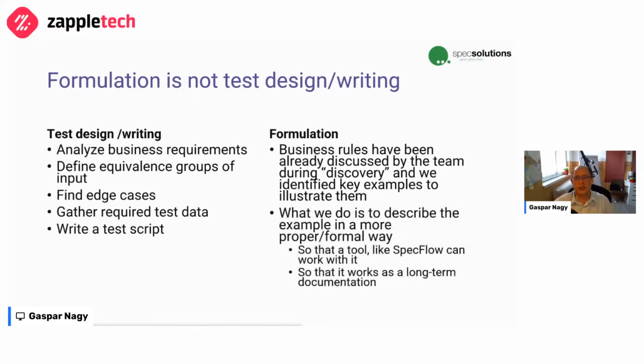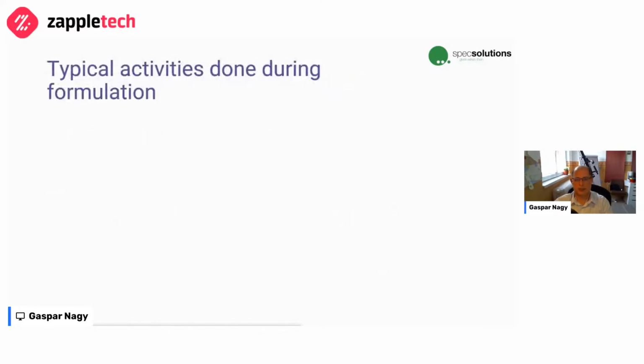So what we really need to do is take what we collected as rough examples or notes in the discovery session and put them into a properly written formal way, so that tools like Cucumber and SpecFlow can use it, and so that it works as long-term documentation. So obviously we will need to review the wording and many other things. These are the key differences, and from that you see that these are quite different things. Typically formulation is absolutely different from what classic test writing or test design looks like.